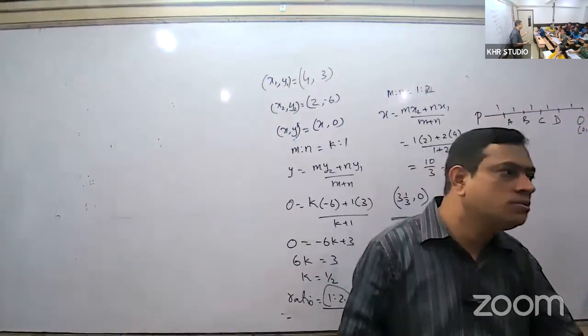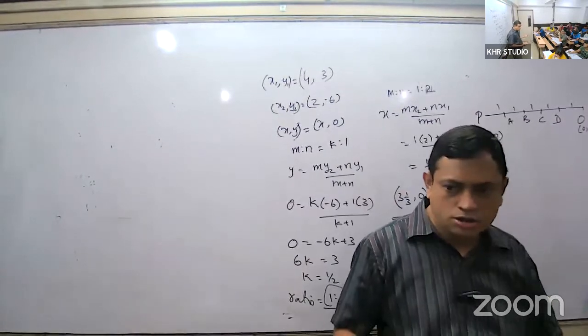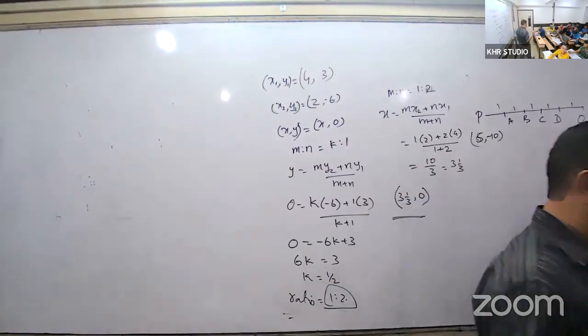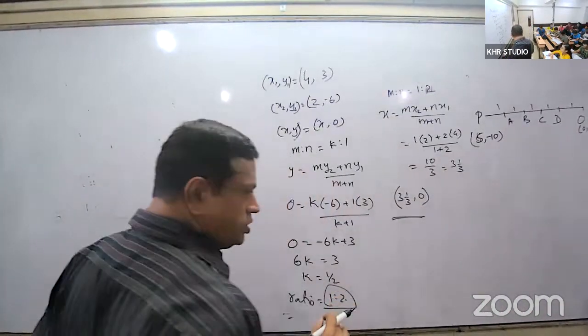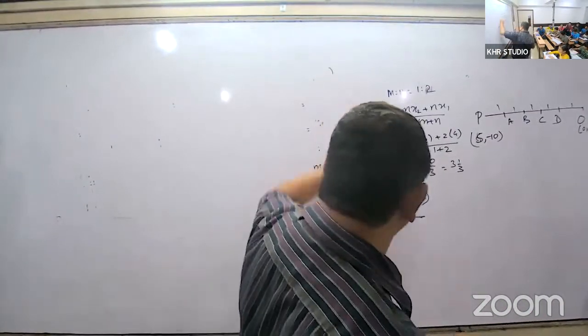So you have to find out A, B, C, D. Understood? So you have to apply the section formula 4 times. Okay. So right, draw the figure. Draw the figure this way.